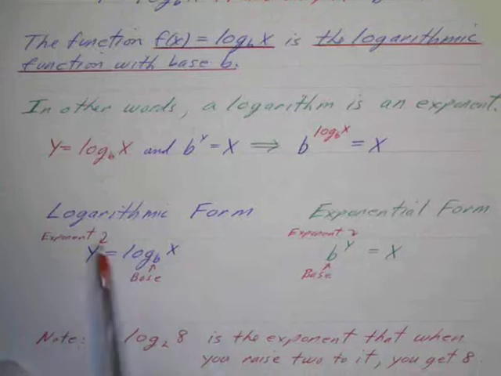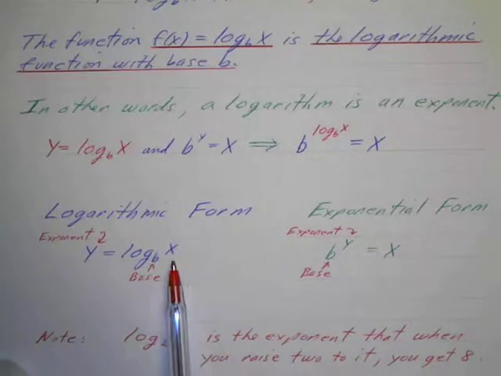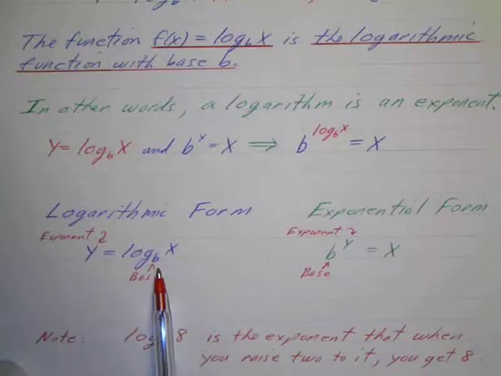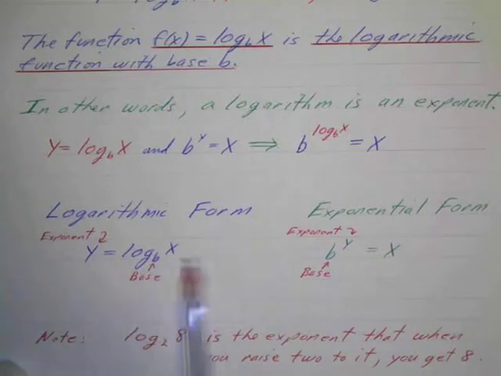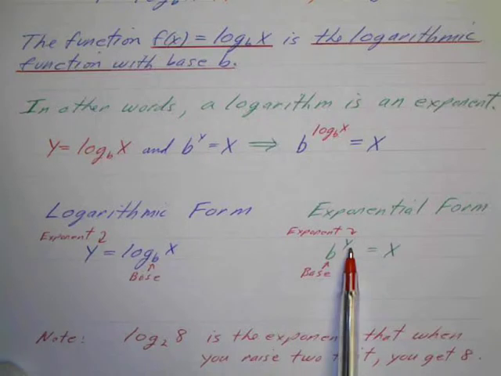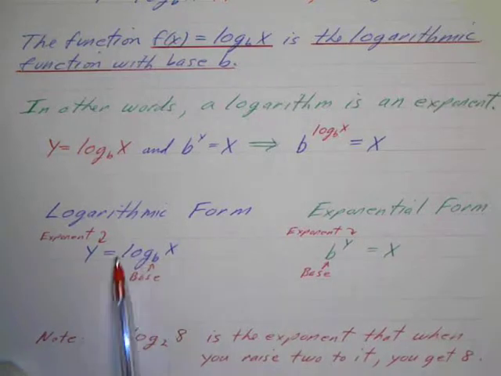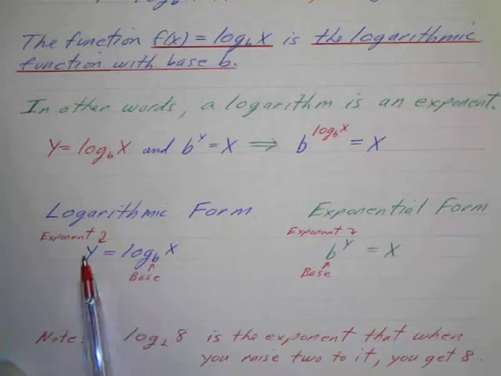Now this is what we call the logarithmic form. It's a logarithmic equation, or a logarithmic function. This is the exponent. That's the base. In other words, b to the y equals x. And this is the exponential form, and again, there's your base b, and there's your exponent y. So since y equals a logarithm to the base b of x, I'll say it again, this is an exponent.